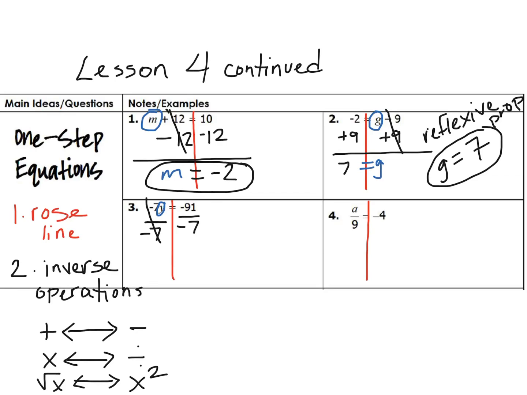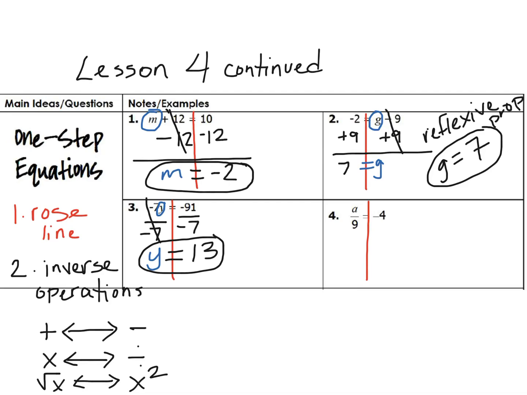So I bring down my y, 1y, bring down the equal, and then I'm going to do my division. Negative 91 divided by negative 7 is 13. And that's my final answer. Let's look at number 4. I have a divided by 9 equals negative 4.